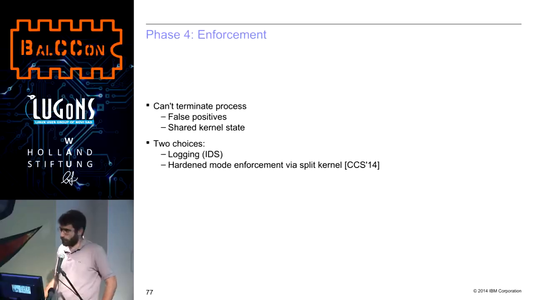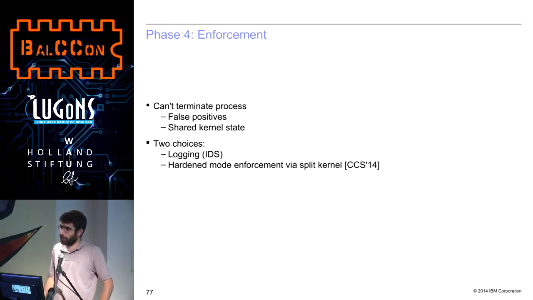Finally, another interesting phase is the enforcement phase, because it's actually quite tricky to do something once you detect that a kernel function that shouldn't be used is actually used by an application. The reason is twofold. First, there are false positives, as I mentioned before, that you might need to deal with. You don't want to crash the kernel when you have a false positive, because you would be reducing the security of the system. So that's not really an option.